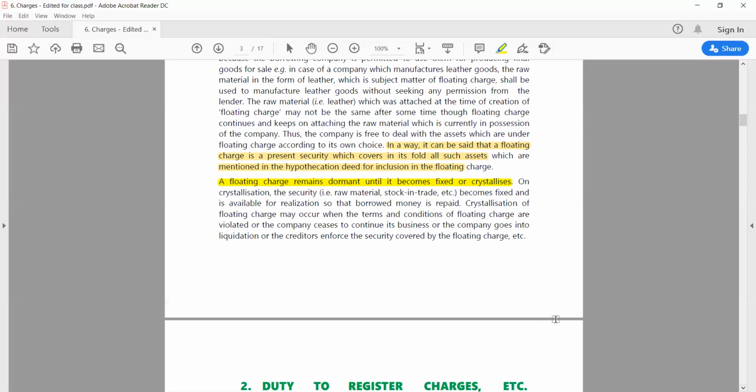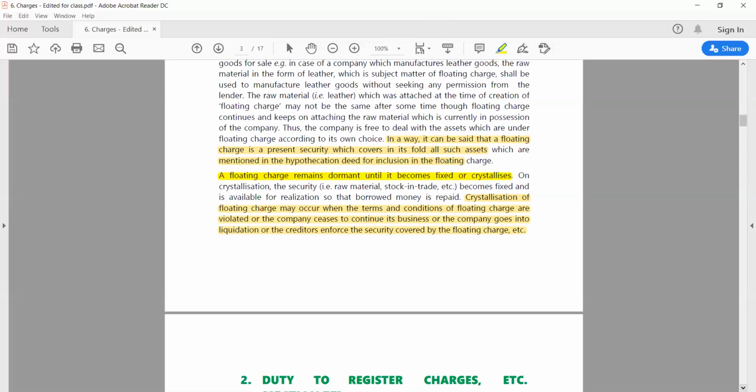What is crystallization? See here, crystallization of floating charge may occur when the terms and conditions of the floating charge are violated, or the company ceases to carry on the business, or when the creditors enforce the security by floating charge. That means its purpose is completed. Only when it is done, then it becomes fixed. So we need to be very clear on what is going to be your floating charge. So fixed charge and floating charge are the two types of it.